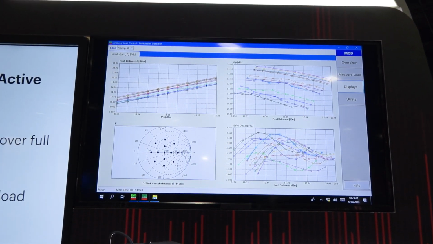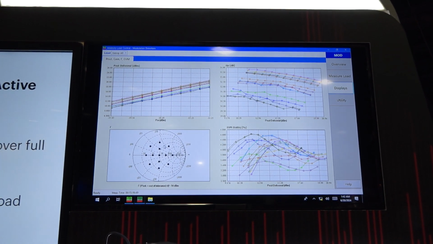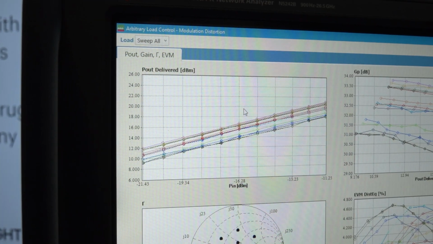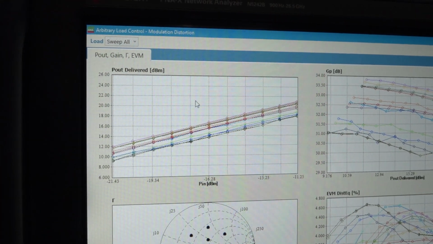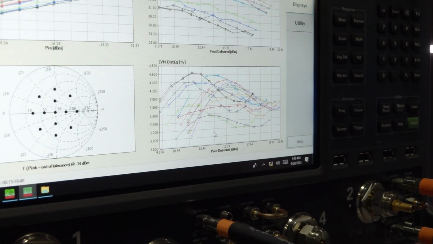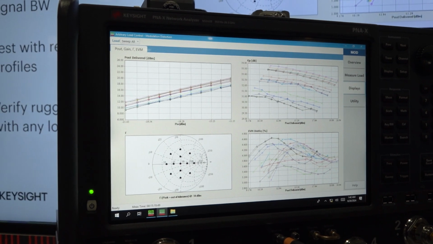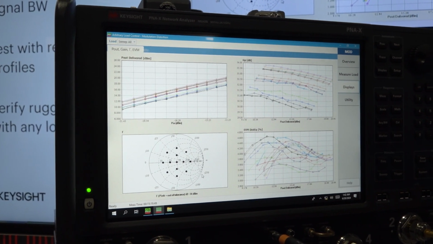What the display is showing are the things that you care about to look at under the different load conditions. Here is the output power of the amplifier, here is the gain, and here is the in-band distortion. And each of these curves corresponds to one of the different impedance points where we made the measurement.